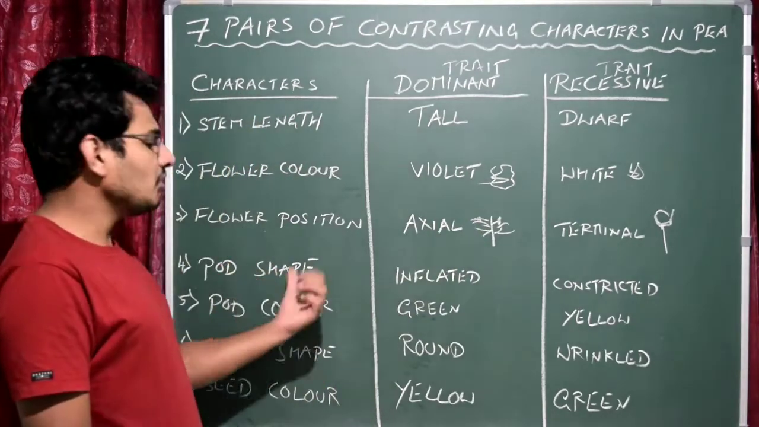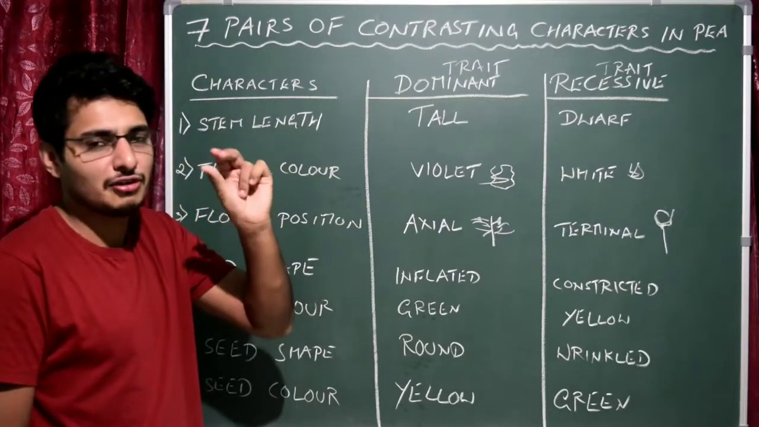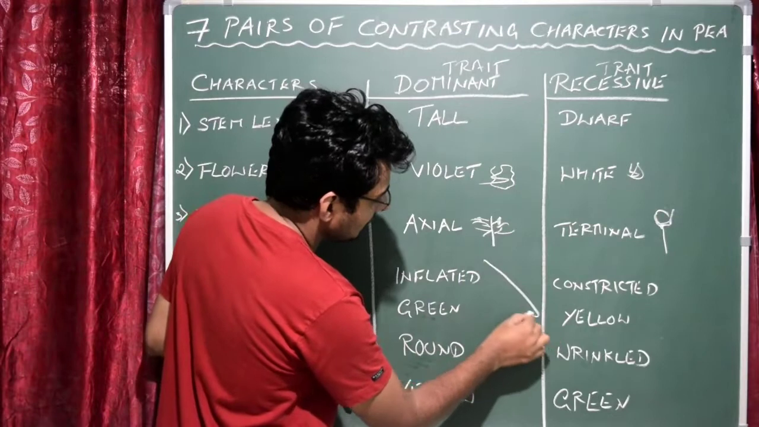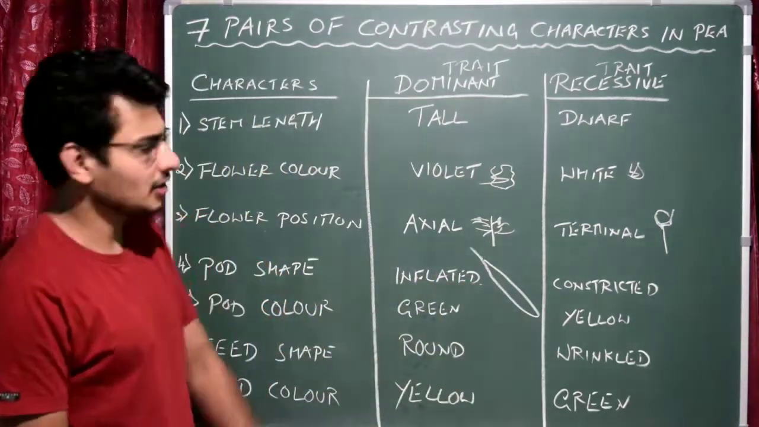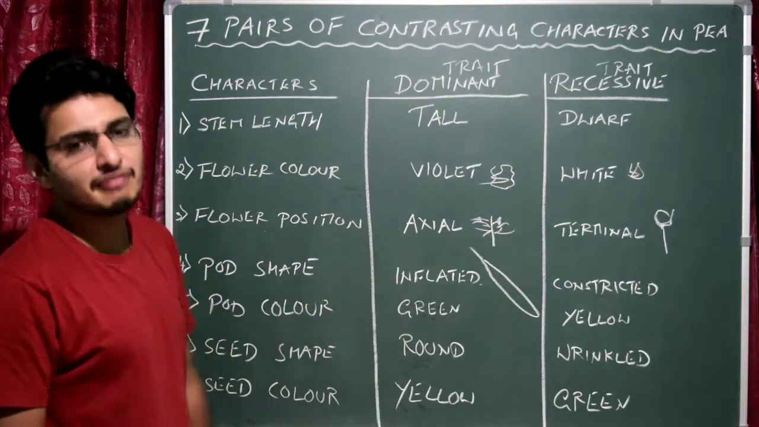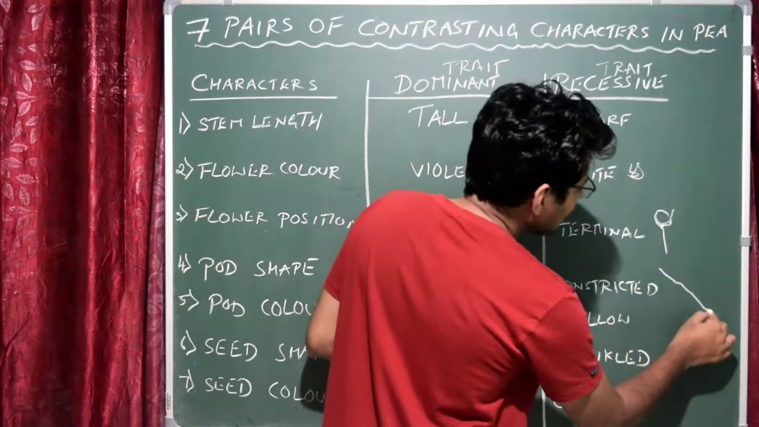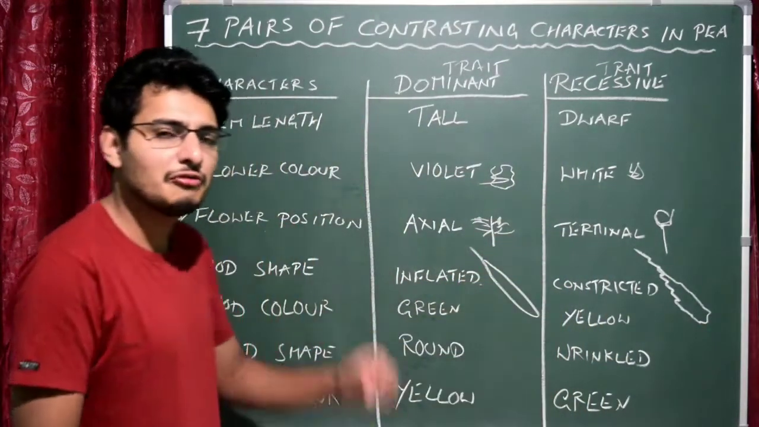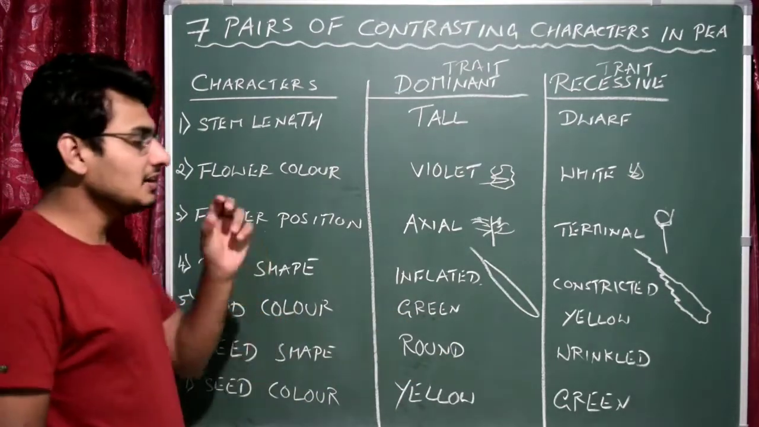Then the pod shape. Pod is nothing but fruit. You might have seen the fruit of the Pisum sativum. Majority of the fruits are inflated, which is the normal and dominant character. Sometimes, very rarely, you see this kind of fruit, which is constricted fruit, a recessive character. Then the pod color, the color of that fruit.